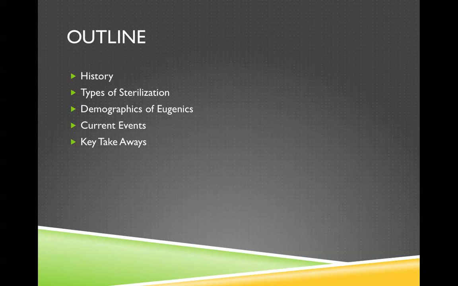Here is an outline of our presentation on involuntary sterilization. We'll be talking about the history of involuntary sterilization as it pertains to U.S. history and the role of the eugenics movement in U.S. history, as well as how it intersects with race, class, age, and gender. We will overview the types of procedures for sterilization. We will also examine the demographics of the eugenics movement through the use of intersectionality to explain why victims were sterilized. We will also review current events that involve involuntary sterilization in the U.S., and finally, we will review some key takeaways.